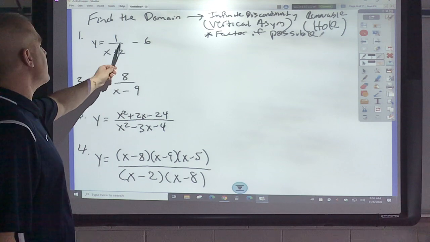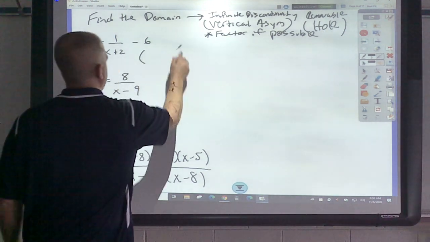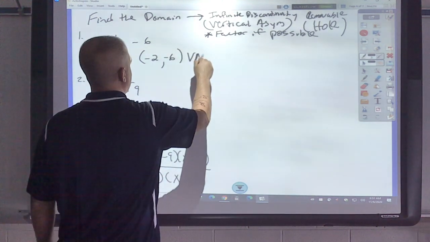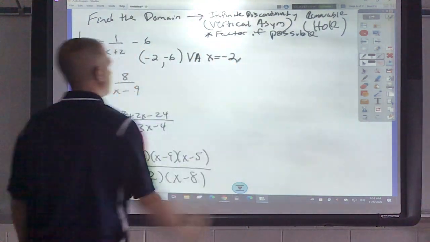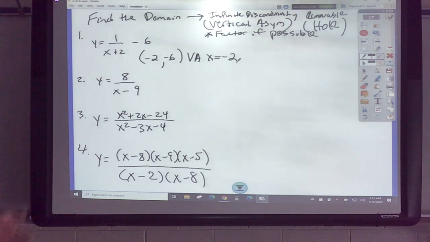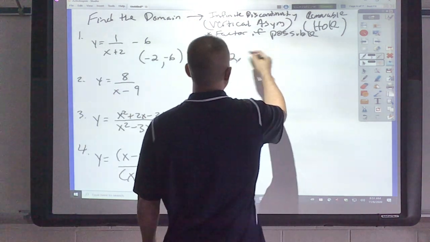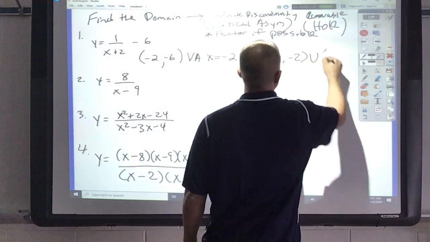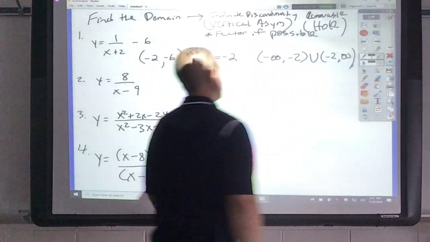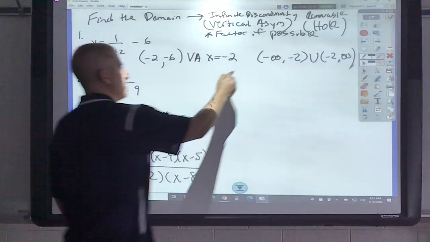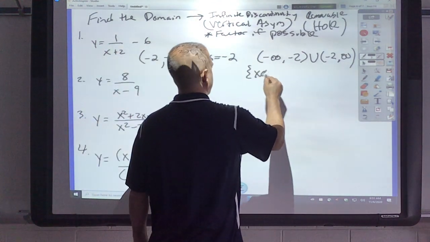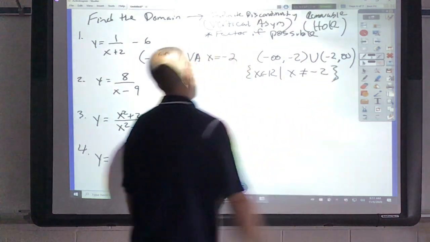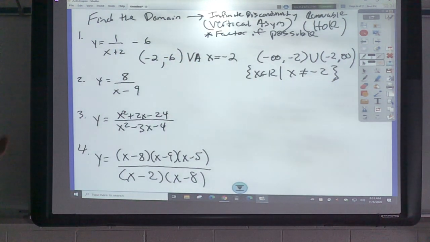So how would I find the vertical asymptote here? Well, that's just going to be the anchor point, which would be (-2, -7). So my vertical asymptote would be x equals -2. So what's my domain? If you want to use interval notation, -infinity to -2, union -2 to infinity. If you want to use set builder, x is an element of all real numbers, such that x can't equal -2. Either way is fine.